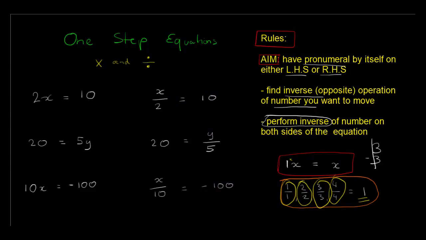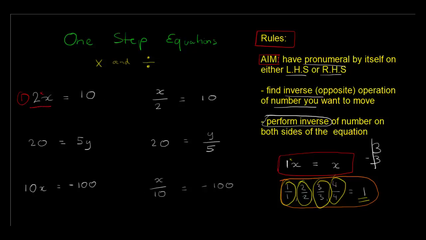Alright, so here are some examples. We have our first multiplication one. So we have 2x equals 10. Remember, there was actually a times between the 2 and the x. So 2 times x equals 10. Now what do we do with that times? Remember, the rule was always find the opposite. So what's the opposite of times? It's going to be divided by.